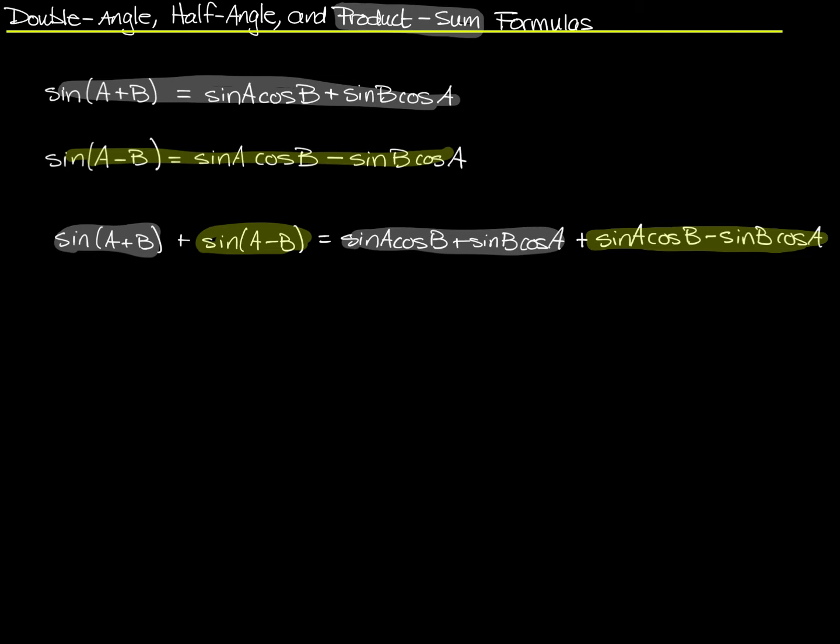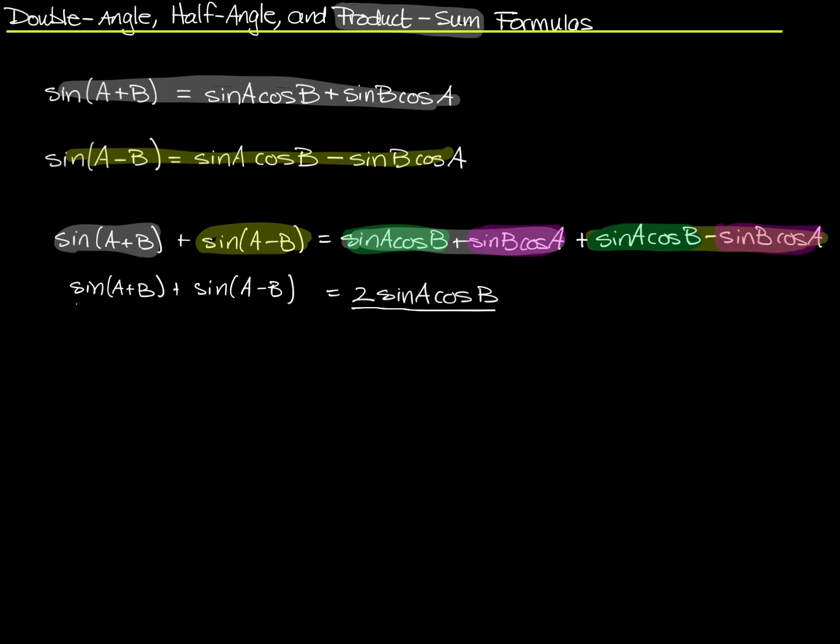However, notice that I have a sine A cosine B here and a sine A cosine B here. And then I have a sine B cosine A there, but I have a minus sine B cosine A here. So those cancel out, and the sine A cosine B's can be combined. I have two sine A cosine B. And that's clearly still equal to the sine of A plus B plus the sine of A minus B.